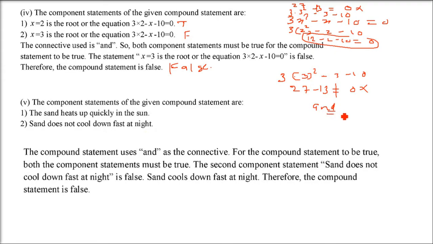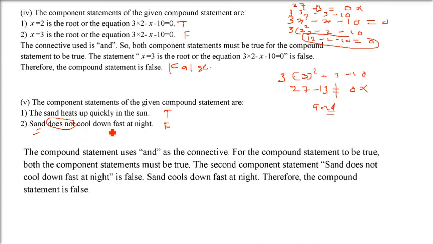So now they are combined with and. One is true, one is false. Now you tell me, one is true, one is false, and what will be the result? What will be the answer? You have seen the table now. We have discussed it in the theory also. Sand doesn't cool down fast at night: this is false. Sand heats up quickly in the sun: it does. So true and false combined with an and is going to give you a false.